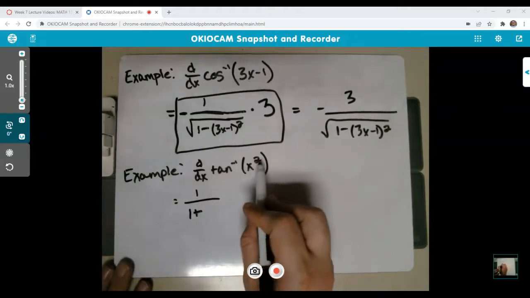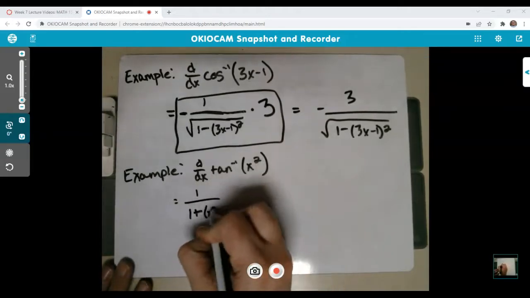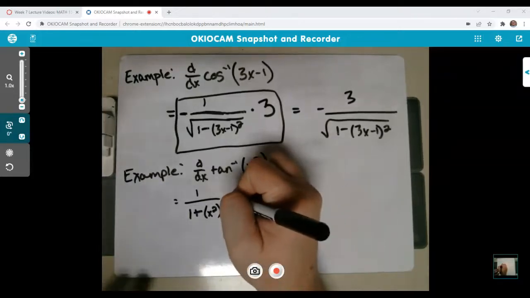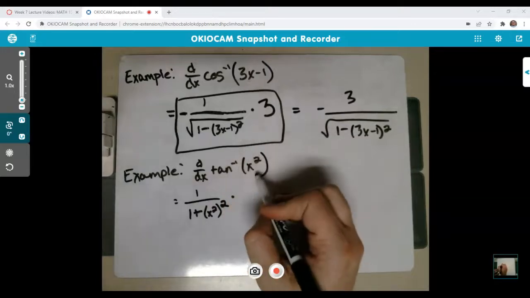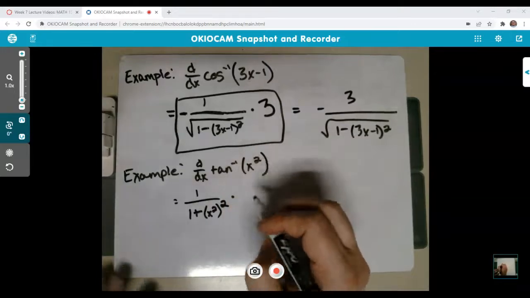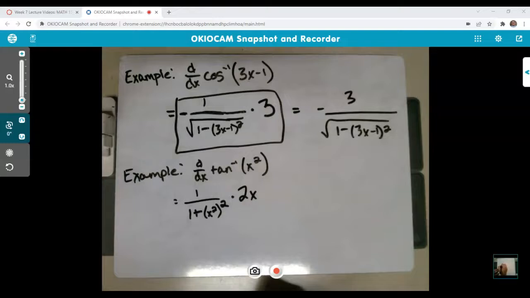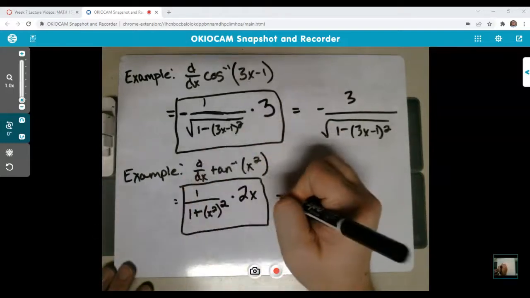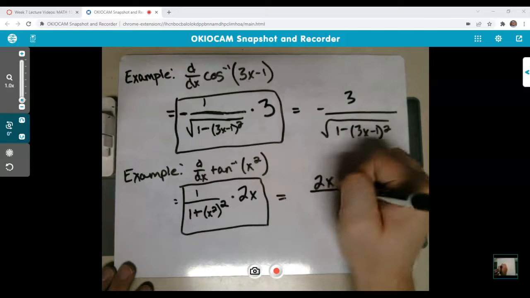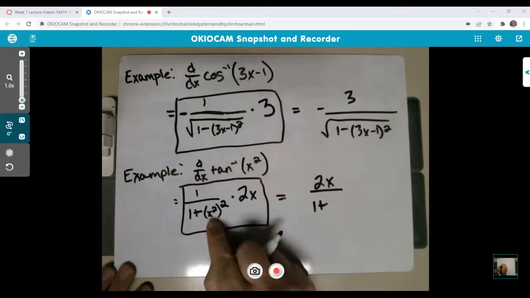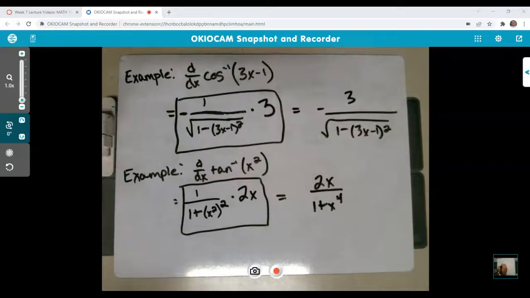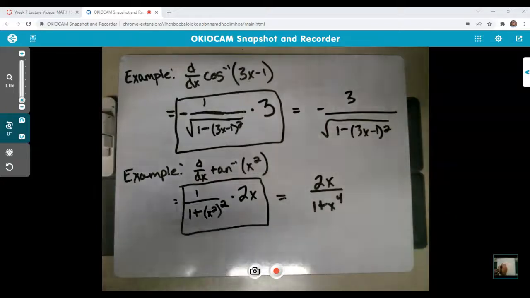Inside of here I have x squared. So it's x squared squared. But then now I have to multiply that by the derivative of the inside stuff. The derivative of x squared is 2x. So you can just stop right there. Or if you wanted to, you could simplify that to be 2x over 1 plus x squared squared, which is x to the 4th. Let's do some more examples.